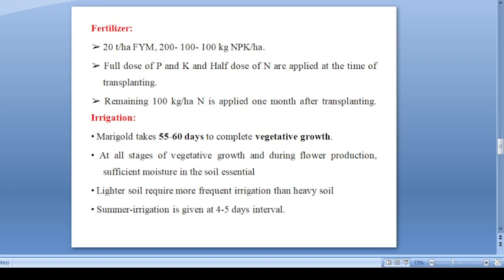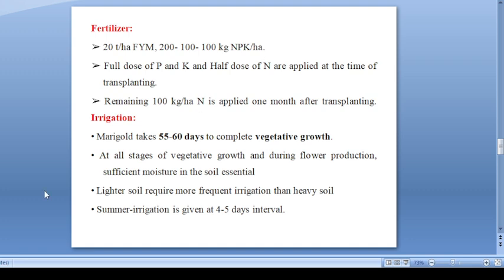It requires around 200 kg of NPK. Here 100 kg N, 100 kg P, 100 kg K we have to apply during land preparation or before transplanting, and the remaining 100 kg N we have to apply after 1 month of planting. Normally it will be in the vegetative stage up to 60 days, and some of the early varieties will start producing flowers within 60 days also. Up to 70, 80, 90 days we have to provide proper irrigation.